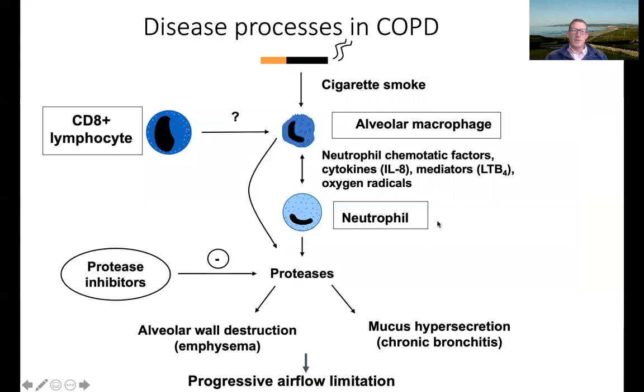The disease process in COPD is due to smoking, which revs up alveolar macrophages and produces release of neutrophils, which release damaging proteases, which produces the destruction of the alveolar walls and also mucus hypersecretion.